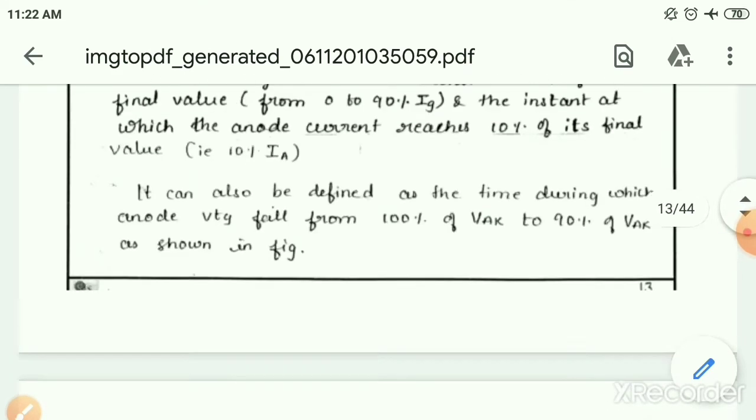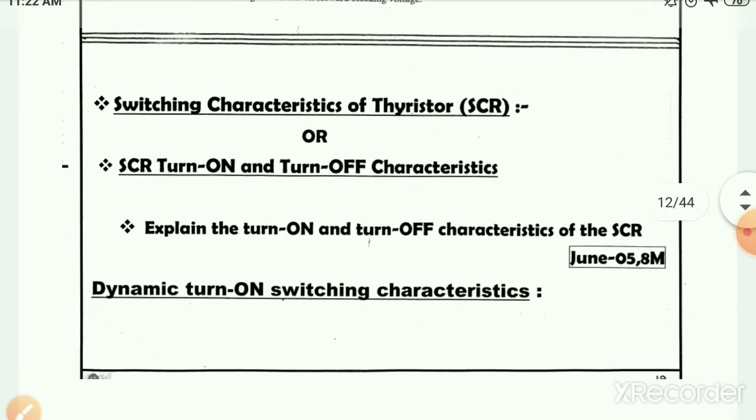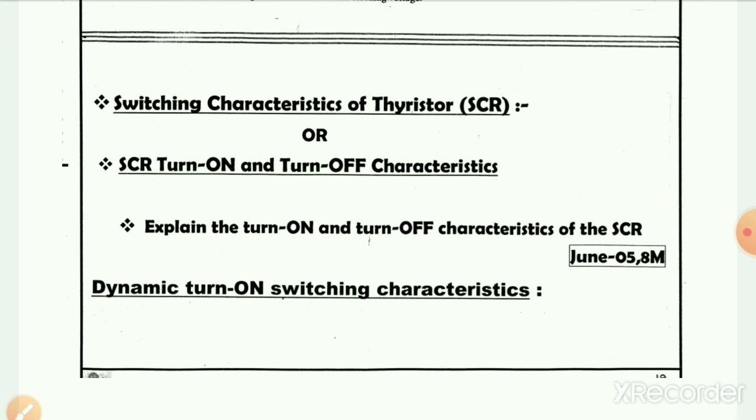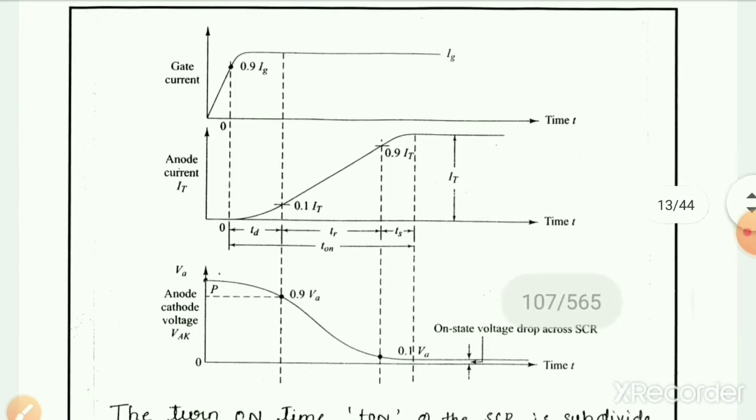T on and T off, so turn on and turn off characteristics. We have already discussed the switching characteristics of different switches, the MOSFET, BJT and IGBT. So this is about the switching characteristics of the silicon controlled rectifier. Just a brief on this one. This is the schematic representation.